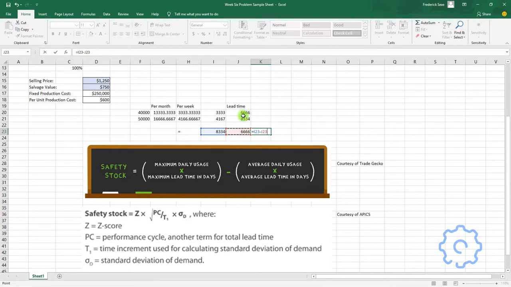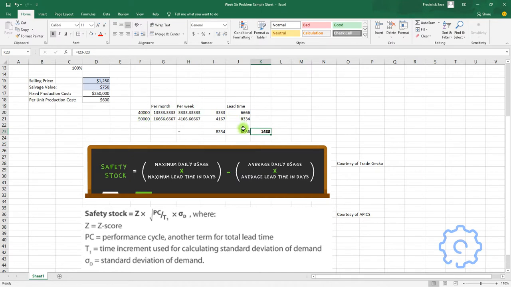So that's 666. So then the safety stock in this equation would be 1,668. So basically, in this case, you would need 1,668 units as a safety stock, assuming that we want to always have 40,000 available, and we're going to have this much stock available for every 2 weeks to make sure that we have enough stock in case we hit this 50,000.